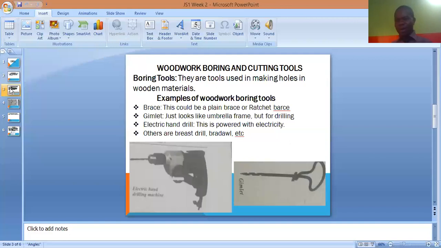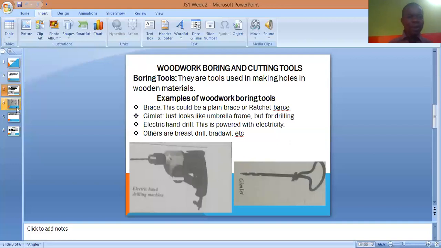Then the gimlet is what you are seeing below. The gimlet looks like the frame of an umbrella. It's not the frame of an umbrella, rather. It's used for drilling wood. Then the brace has the ratchet and the plain brace. They are all used to drill the wood.